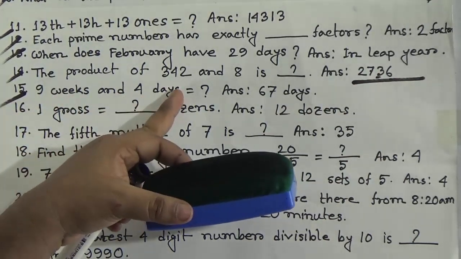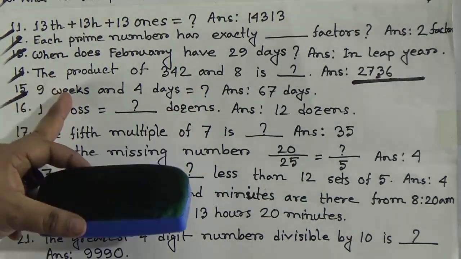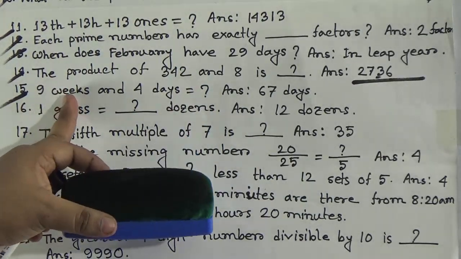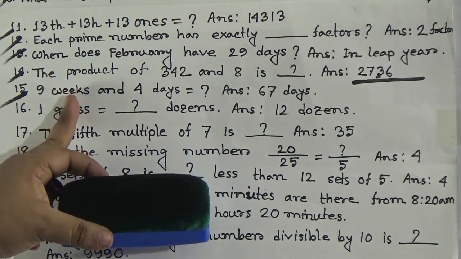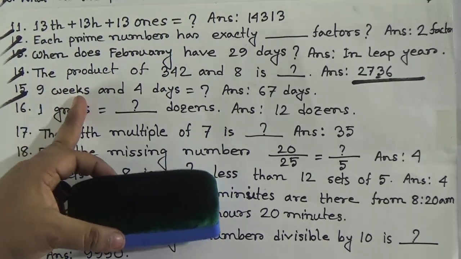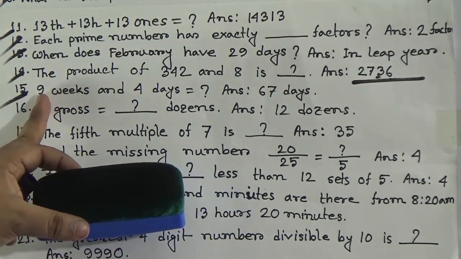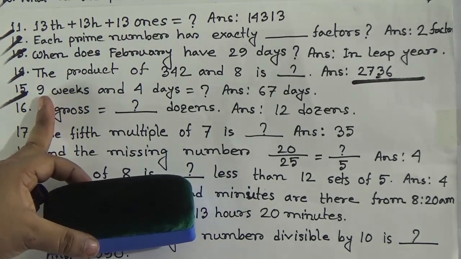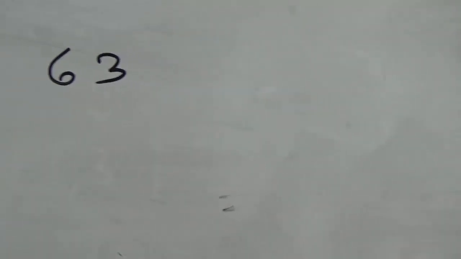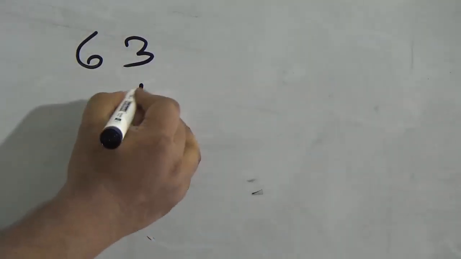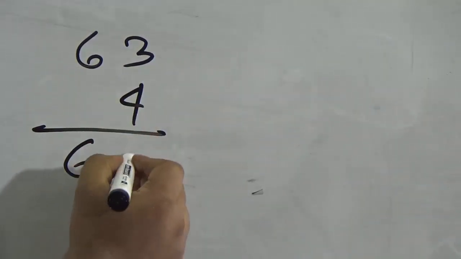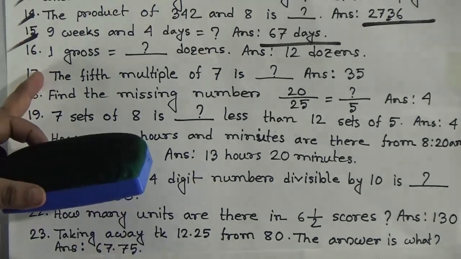Question 15. 9 weeks and 4 days equal to how many days? At first we consider this 9 weeks into days. We know that 1 week equals 7 days. So 9 weeks equal to how many days? So 9 multiplied by 7. 9 7s are 63 days. That means 9 weeks equal to 63 days. And this 4 days is added with this 63 days, and we get the required answer. So 67 days is the answer.